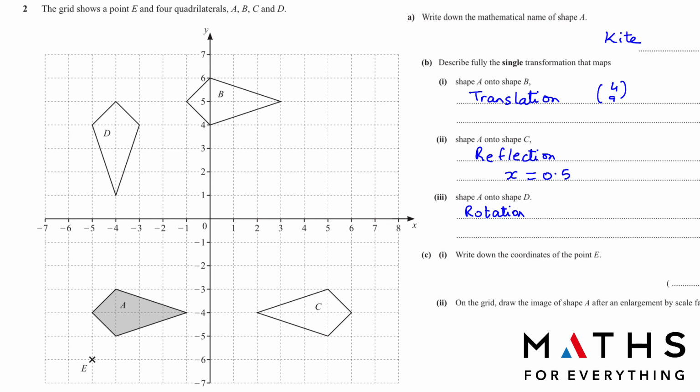Normally for core paper, the center is usually 0, 0. You need to have a tracing paper to do this. Draw the shape A and the axis, y-axis and x-axis, and rotate it. You will see that it is 90 degrees clockwise, and the center is 0, 0.